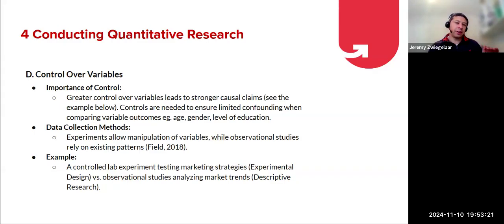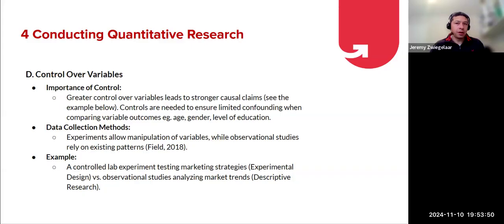Yeah, so you would have a controlled lab experiment testing marketing strategies. You'd need to have some controls in that study around what it is that you are trying to explain in terms of the design itself. And if you're looking at market trends, your market trends should obviously be about specific groups of people as well.